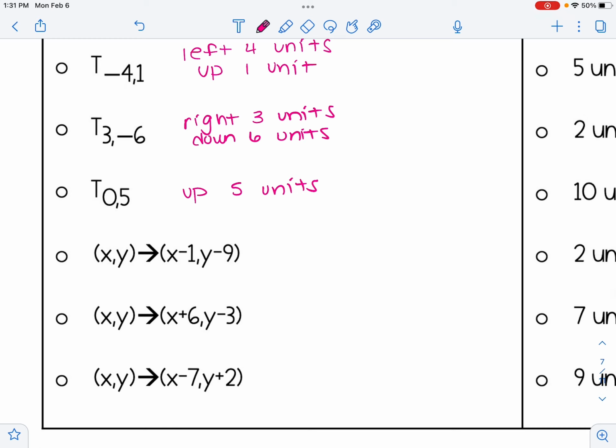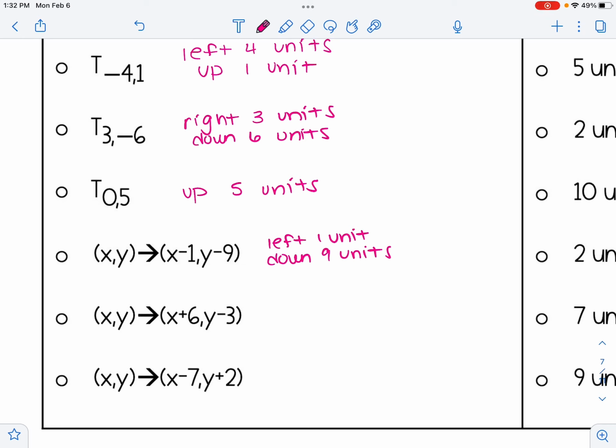The next 3 bullet points are asking us to do the same thing, but it's in that XY format that we saw above. Okay. So we're going to follow the same rules. If it's negative, that could be left or down, depending if it's next to the X or the Y. And if it's positive, that would indicate that it's moving right or up. So this one here, if we subtract 1 from x, that's moving left 1 unit, and we are moving down 9 units.